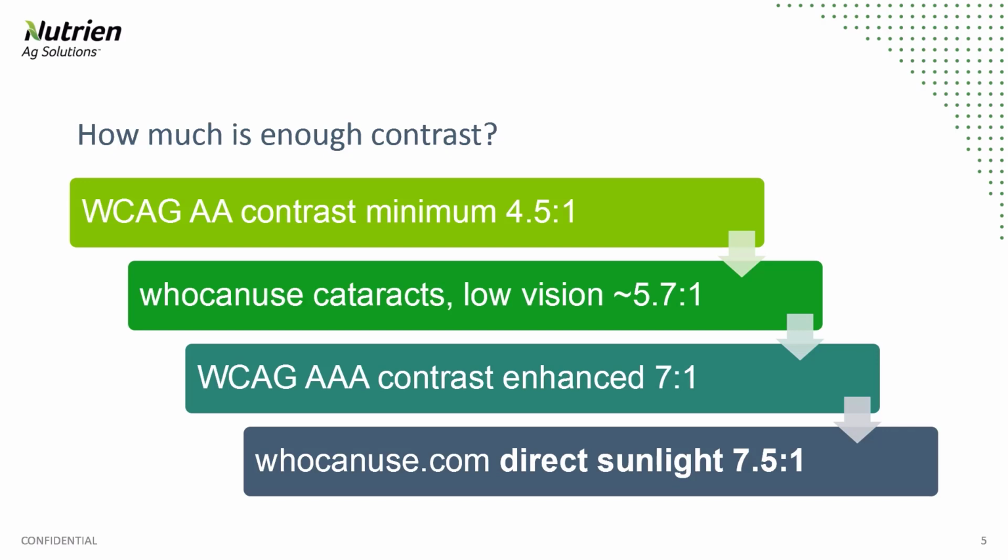This ratio generally provides compensation for the loss in contrast sensitivity experienced by users with low vision who do not use assistive technology. It also provides contrast enhancement for colour deficiency as well. But to pass the Whocanuse direct sunlight test, we need a ratio of 7.5 to 1.